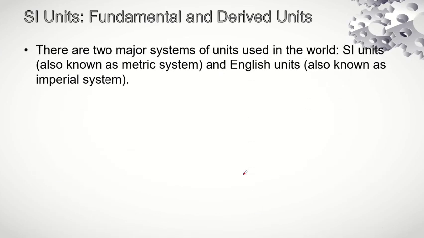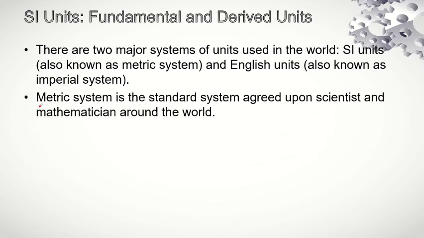There are two major systems of units used in the world. SI units, also known as the metric system, and English units, also known as the imperial system. The metric system is the standard system agreed upon by scientists and mathematicians around the world. Hindi lang po scientists at hindi lang din mathematicians, same apply.